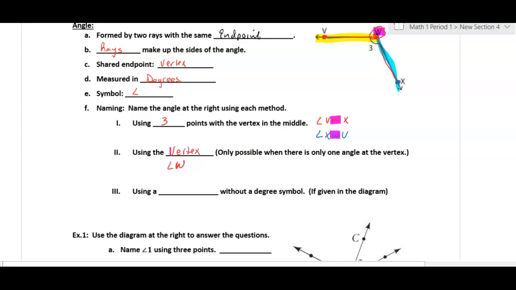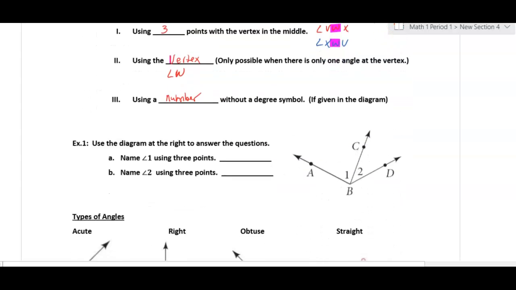Now, the last way, a lot of times you'll see an angle named this way, where you use the little number without a degree symbol inside the angle. So using a number without a degree symbol. This is sometimes possible, sometimes not possible. So keep that in mind, only if it's there.